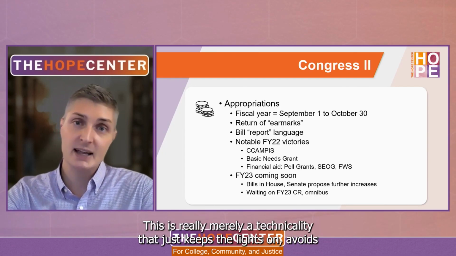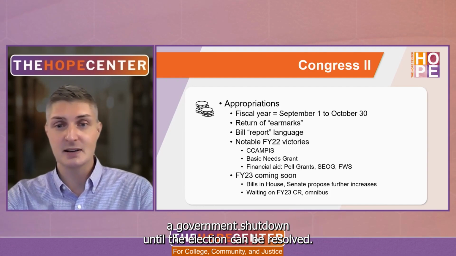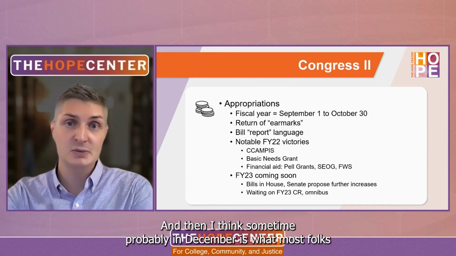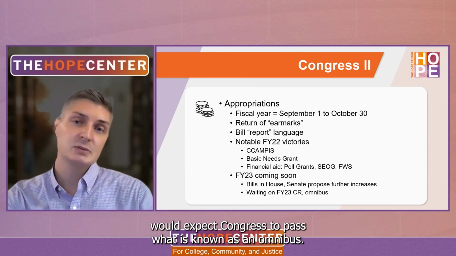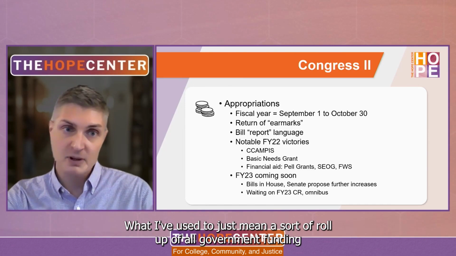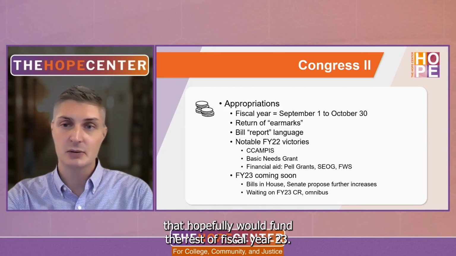This is really merely a technicality that just keeps the lights on, avoids a government shutdown until the election can be resolved. And then I think sometime probably in December is what most folks would expect, Congress would pass what is known as an omnibus, a word I've used to just mean a sort of roll up of all government funding that hopefully would fund the rest of fiscal year 23.